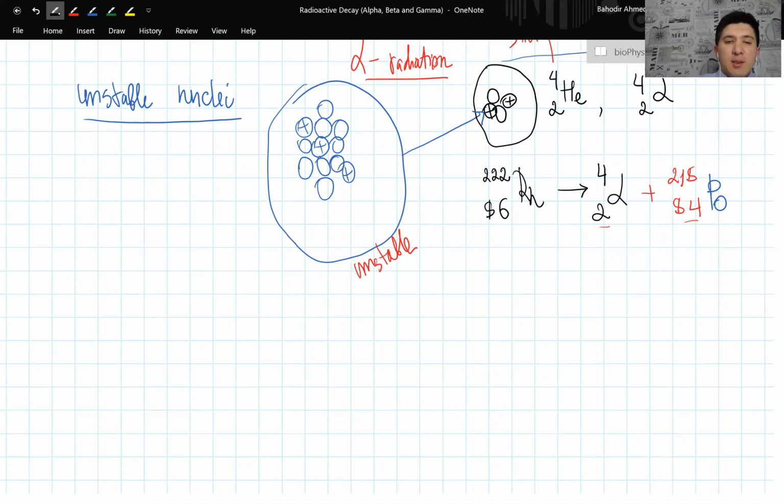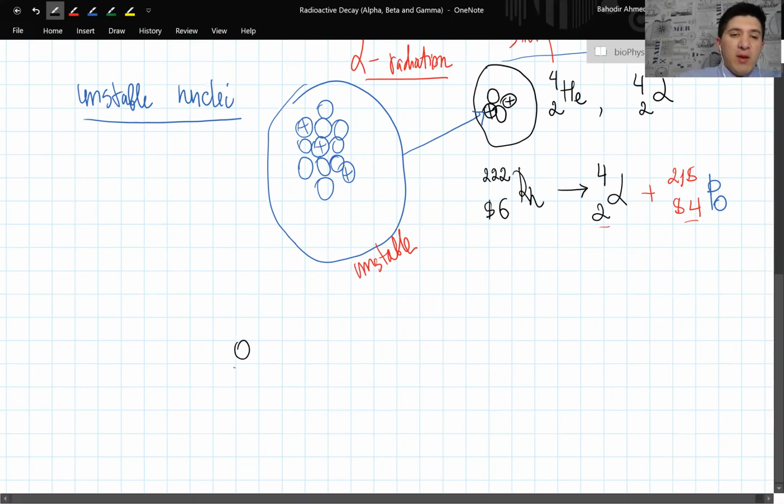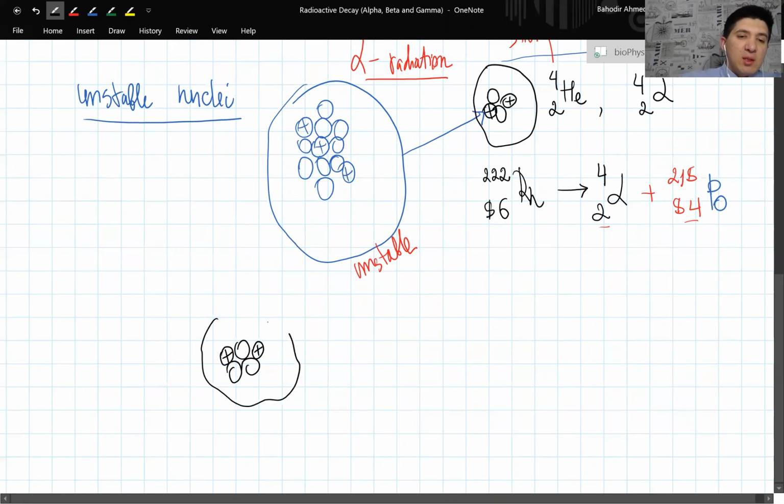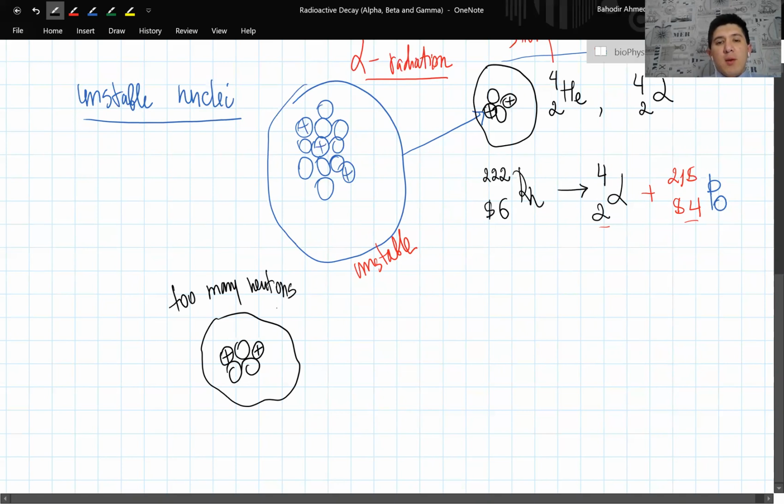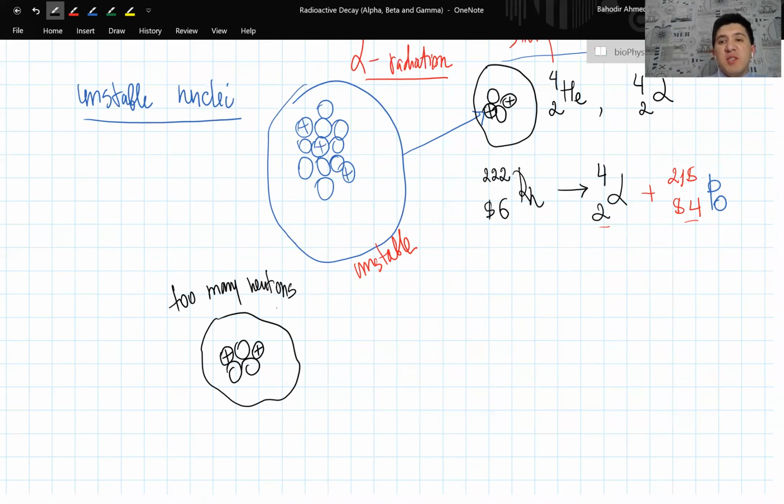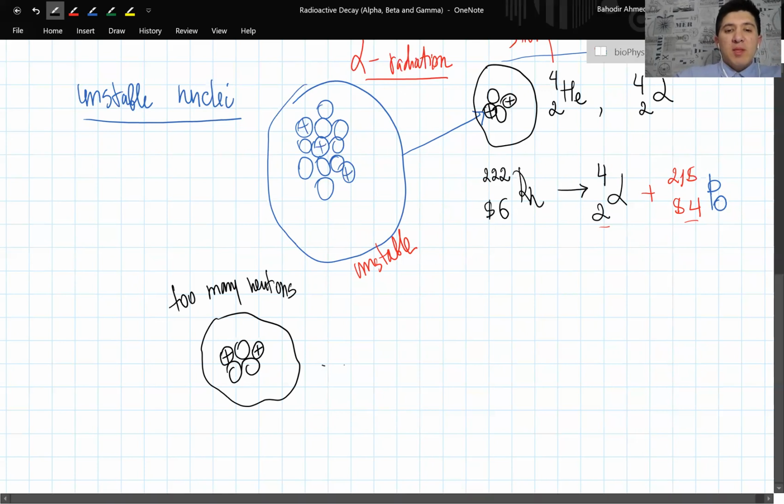There is another case when the nucleus is unstable, which is when we have too many neutrons inside this nucleus. For example, let's assume that this is the structure, with too many neutrons, so that it's unstable. So some of its neutrons spontaneously become a proton.